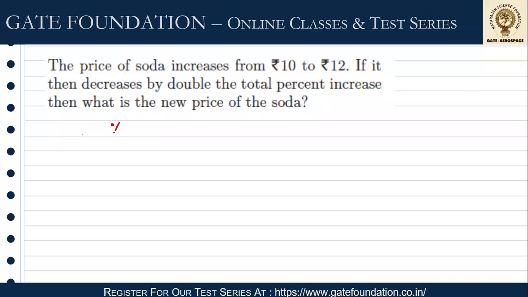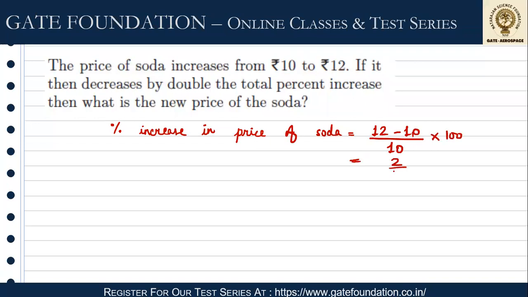So again, the percentage increase in price of soda is equal to, over here the increase is simply 12 minus 10, so I don't need to worry about it. But the important thing I need to understand is what the reference will be. The reference will be the initial cost, and that will be my reference. So it will be 12 minus 10 by 10 into 100.